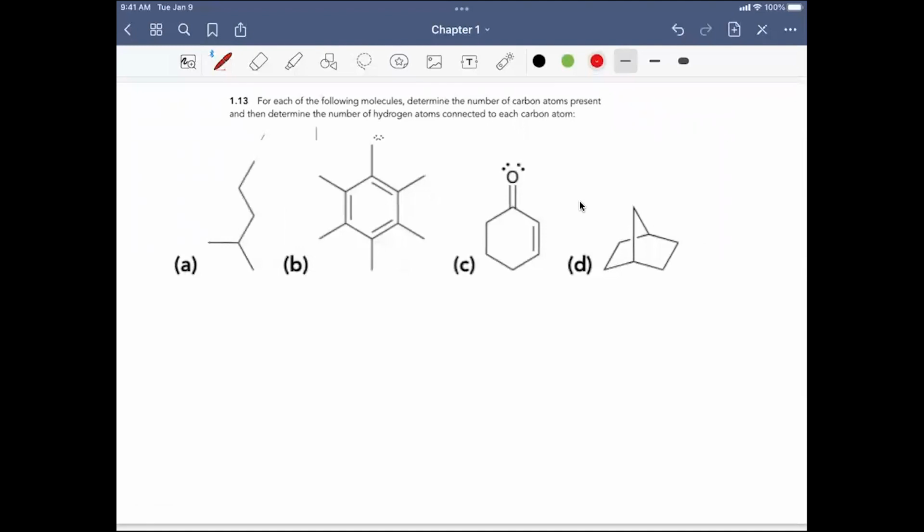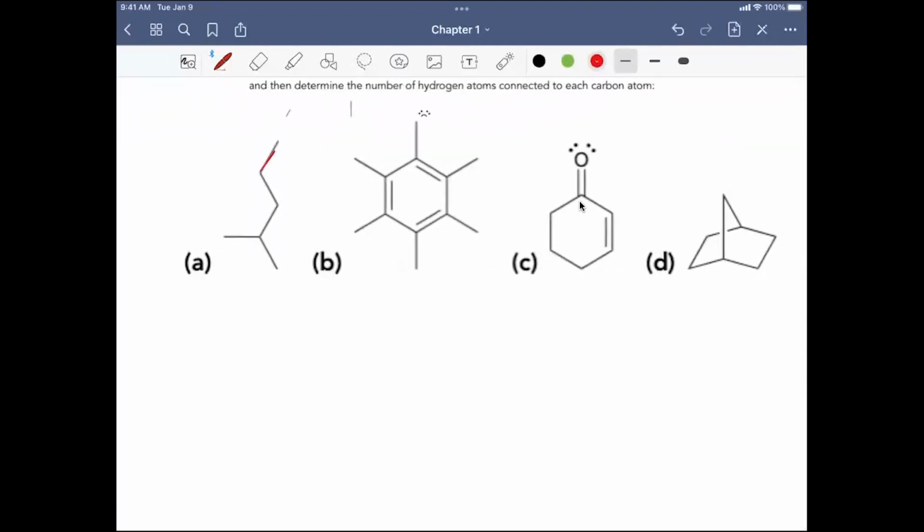This next question is getting into identifying and drawing these bond line structures. So the question asks, for each of the following molecules, determine the number of carbon atoms present, and then determine the number of hydrogen atoms connected to each carbon atom. All right, let's get started. So let's focus on A right here. Number of carbons, we look at the zigzag pattern. All right, so we know there has to be a carbon at the end there, makes it 1. This has to be a carbon. There's another corner right here. There's a carbon right here, and a carbon at the 2 ends. So counting those up, we have 1, 2, 3, 4, 5, 6 carbons.